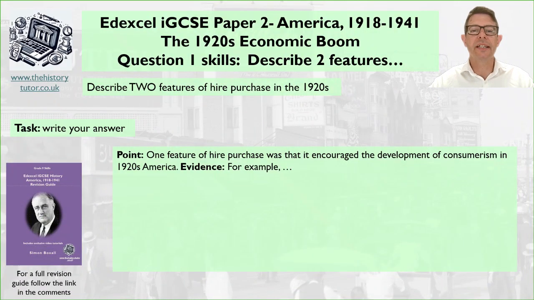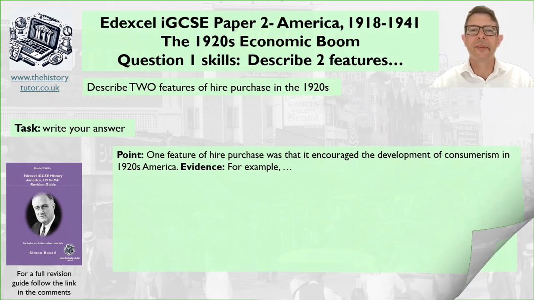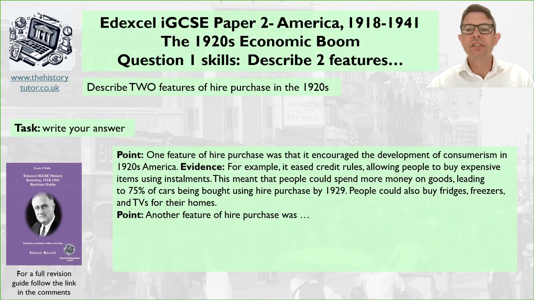Okay, so here's my idea then. One feature of hire purchase was that it encouraged the development of consumerism in 1920s America. Okay, really simple idea. So now let's give some evidence. For example, now one or two sentences here describing the key ideas. Pause now and give your evidence. As I said, for example, it eased credit rules allowing people to buy expensive items using instalments. This meant that people could spend more money on goods, leading to 75% of cars being bought using hire purchase from 1929. People could also buy fridges, freezers and TVs for their homes, thus suggesting people's lives got better, of course.